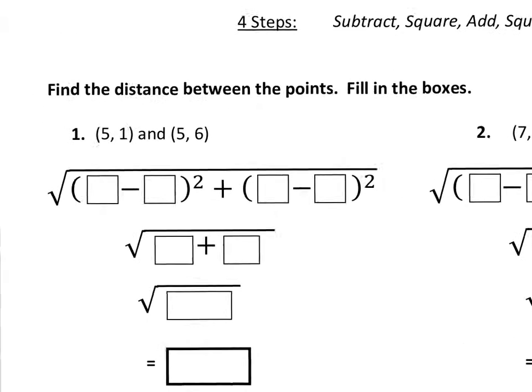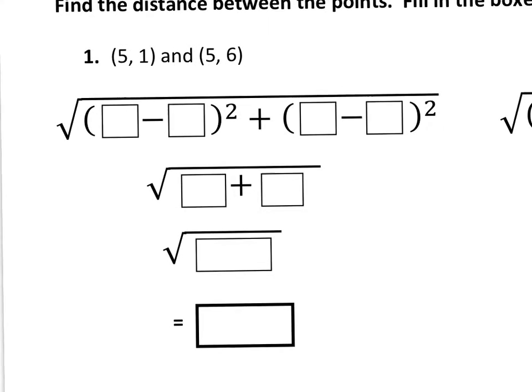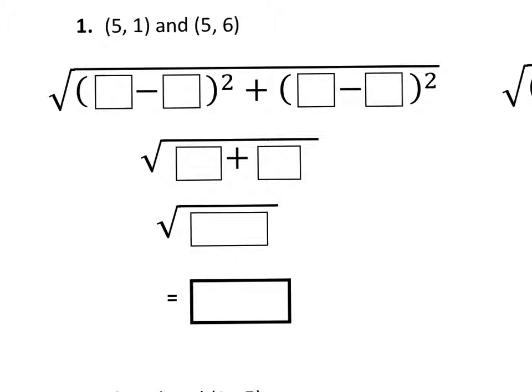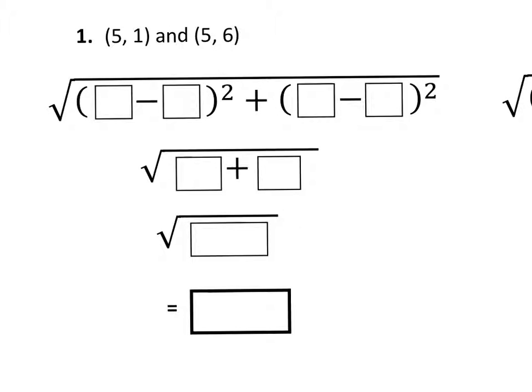Let's look at example 1. The first point in a coordinate pair is our x value. The second point is our y value. Since we have 2 points, in this first point we'll call the 5 x1, and then our 1 is y1. For our second point, 5 and 6, we'll call the 5 x2 and the 6 y2.